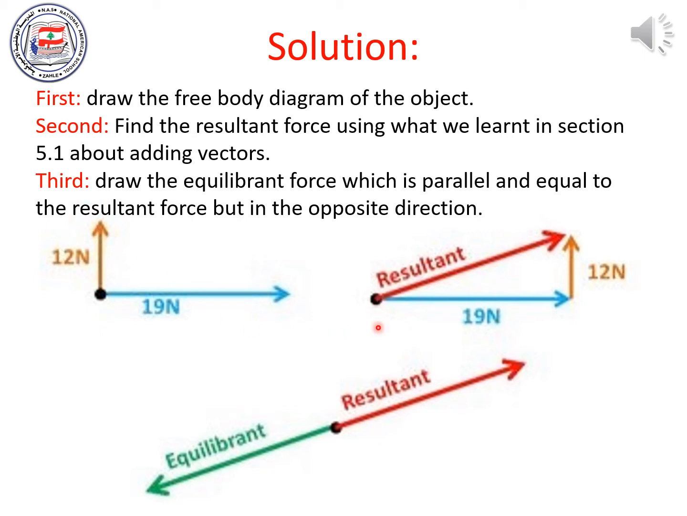Second, we find the resultant force using what we learned in section 5.1 about adding vectors. So you should remember how we used to add vectors. First, we draw the first vector, then the second tail to head, and the resultant vector is drawn from the tail of the first to the head of the last. Finally, we draw the equilibrium force, which is parallel and equal to the resultant force, but in the opposite direction. As you can see in the figure in front of you, the resultant force is upwards while the equilibrium force is downwards at an angle. So they are parallel, equal in magnitude, but opposite in direction.